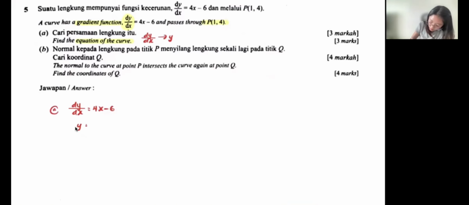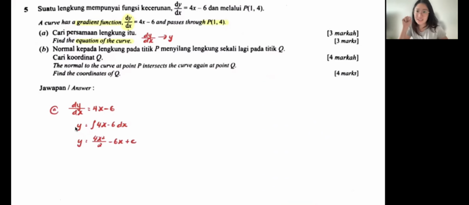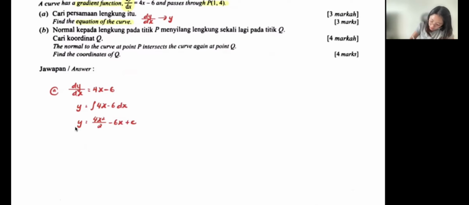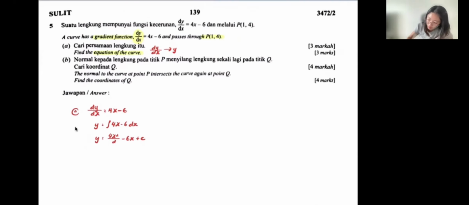Move dx over, integrate with respect to x. Integrate as usual: power raised up by 1, divide by the new power. Then for the 6, you add an x, and remember to add c behind because this is an indefinite integral, meaning no lower limit and no upper limit. You can simplify over here, and if you want to find c, you need to substitute into your x and y. This is your x, this is your y. So simplify and at the same time substitute.